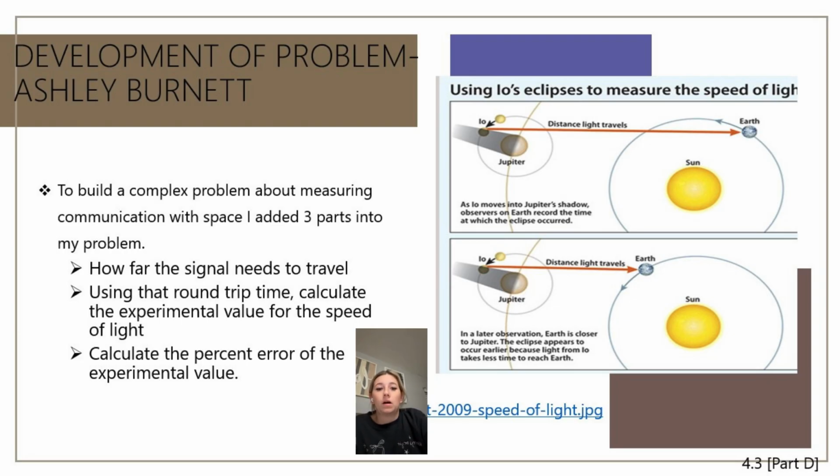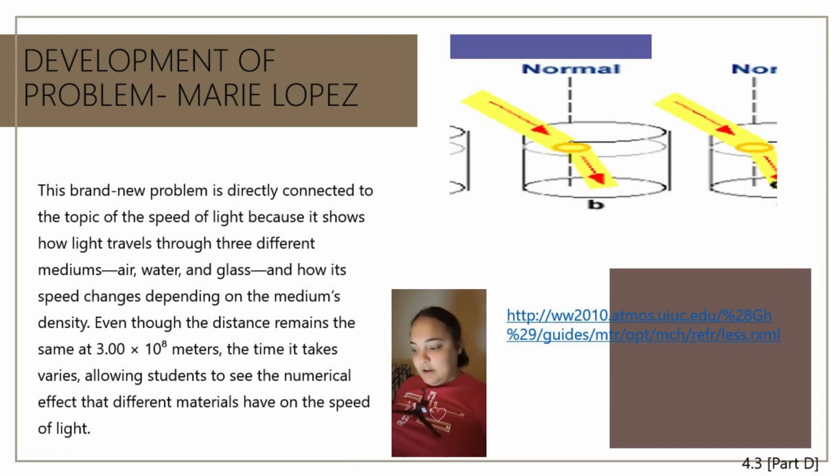In order to build a complex problem about measuring communication with space, I divided it into 3 parts. So the first part of my problem is how far the signal needs to travel. And then using the round trip time, you calculate the experimental value for the speed of light. And then the end is you're going to calculate the percent error of the experimental value. The development of the problem.